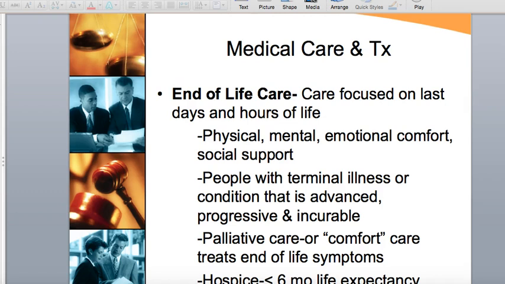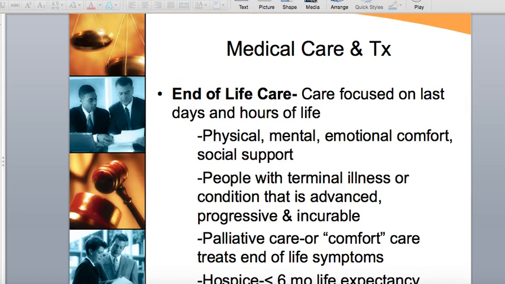Another level of services is end-of-life care, and this is care focused on the last days and hours of someone's life. End-of-life care includes physical, mental, and emotional support, as well as social support to a patient. It's usually offered to people who have a terminal illness or a condition that is advanced, progressing, and incurable. And it also includes palliative care, or what we also call comfort care, to treat end-of-life symptoms. And end-of-life care can also include hospice.